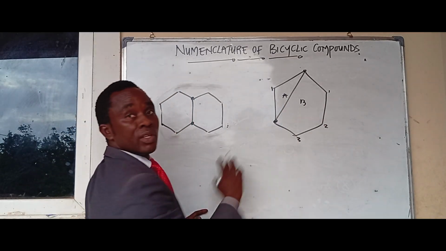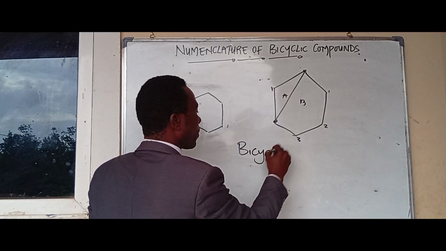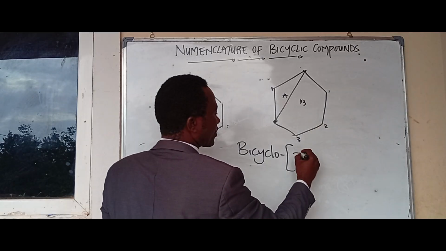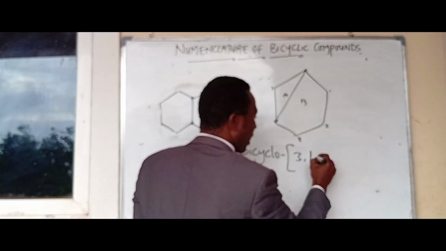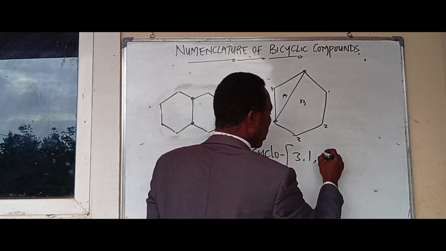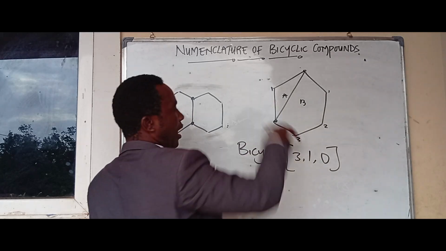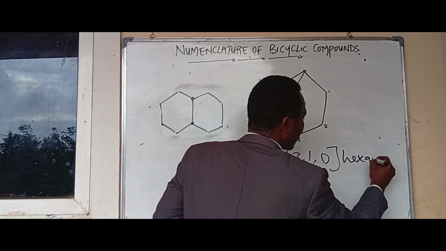But let me take this first. How do I name this bicyclic compound? The name must start with bicyclo. How many carbon atoms here? They are 3, comma. How many carbon atoms this side? 1, comma. Any carbon atom within the bridge here? No. So you put 0. Then the total number of carbon atoms is 6, so it goes with the name hexane.